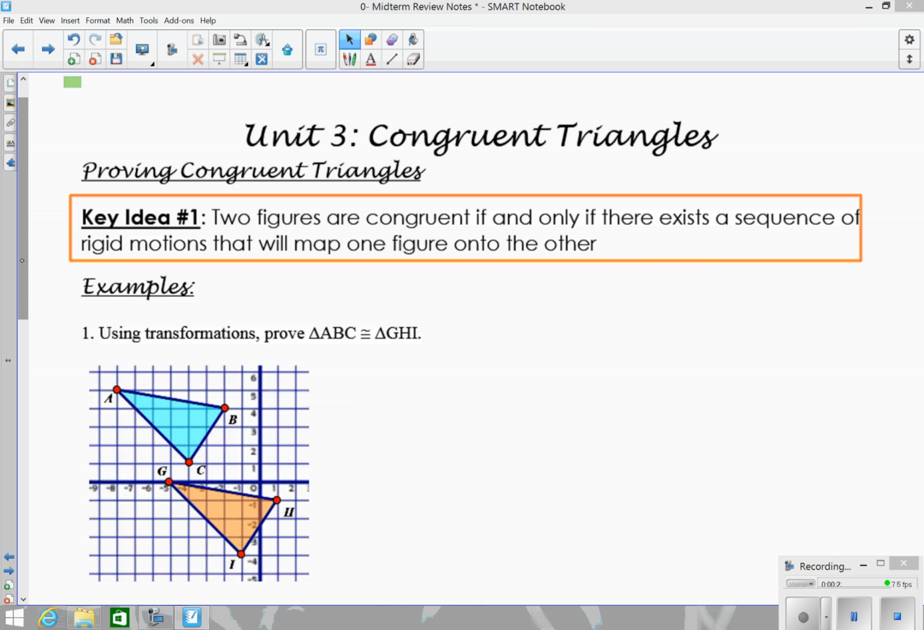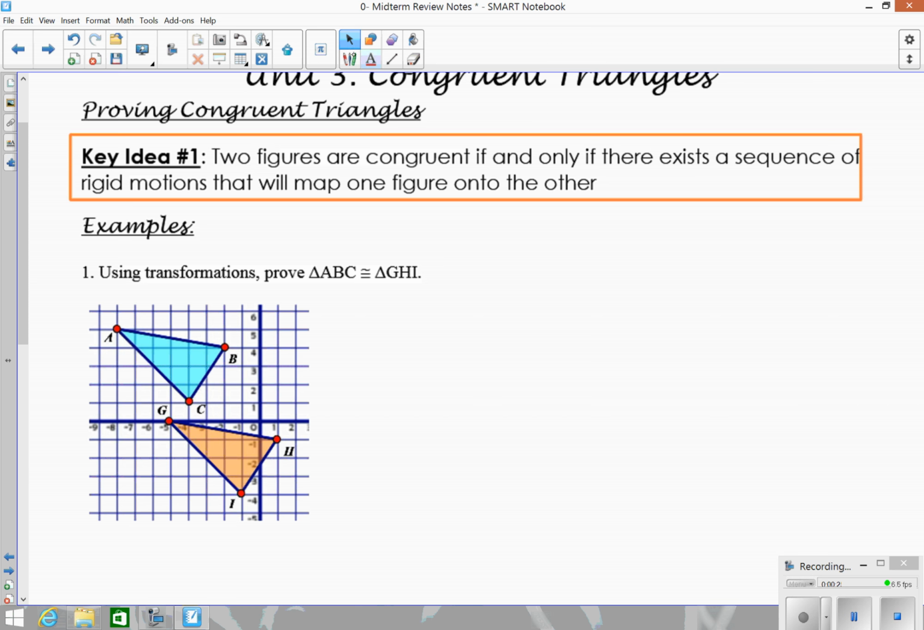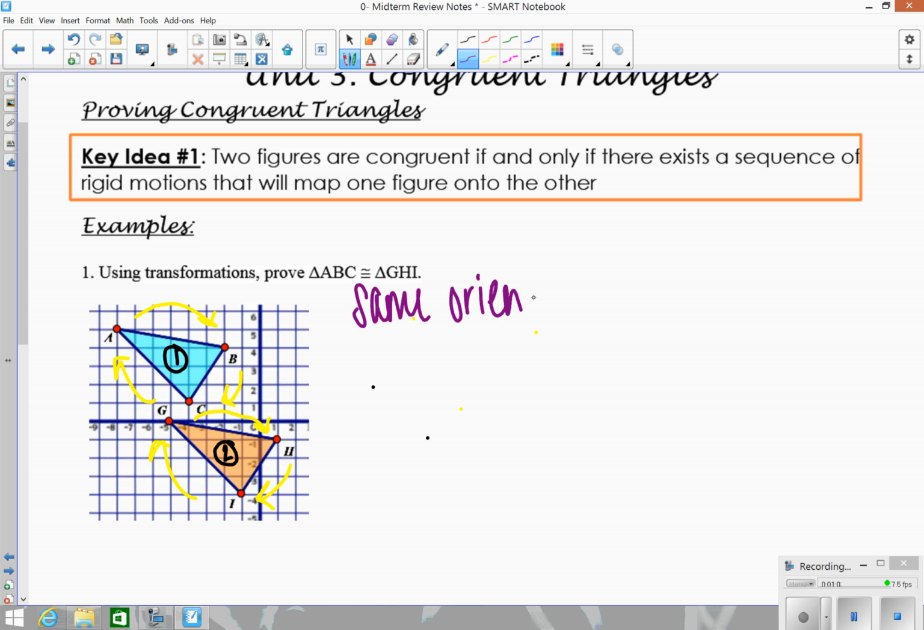So for these examples on this page, we want to use transformations to prove that the triangles are congruent. So the first thing is I'm starting with triangle ABC, and I need to prove that it's congruent to GHI. So that means I'm going to start with this triangle and try to map it onto triangle 2 using rigid motions. So what I like to do first is check the orientation, which means the order of the letters. So if you just follow this order, A to B, B to C, and then back to A, and then do the same thing for this. G to H, H to I, and then back to G. If you look at the direction of the arrows, they're the same direction. So that means that these have the same orientation. The order of the letters is the same.